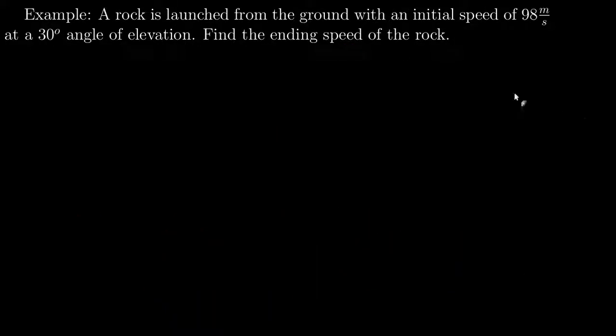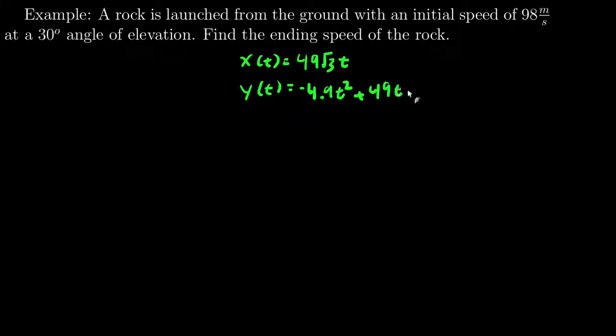Okay, one final thing, find the ending speed of the rock. Well, we recall that, and I'm going to need both of these, x of t is 49 root 3 t, and y of t is negative 4.9 t squared plus 49 t. Also recall that the flight time, so the ending time, was 10 seconds from the first problems.